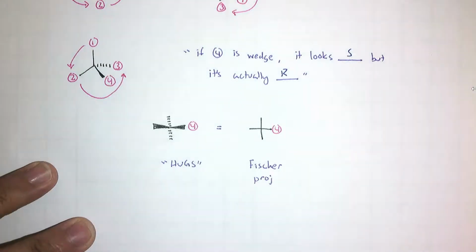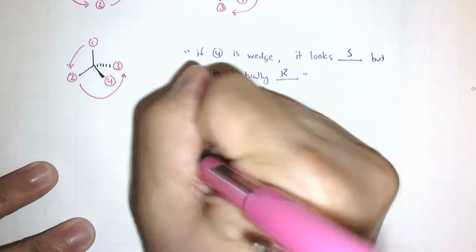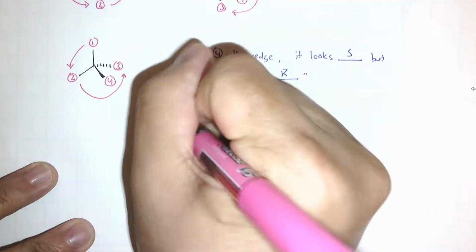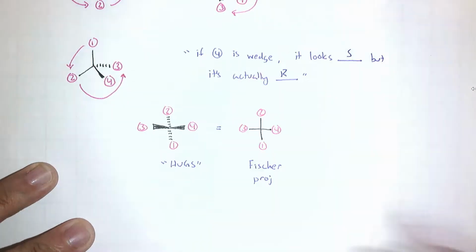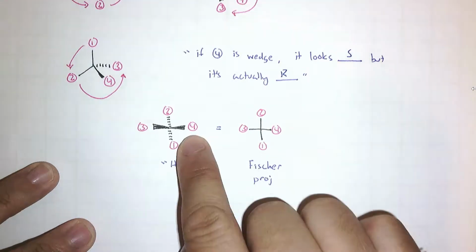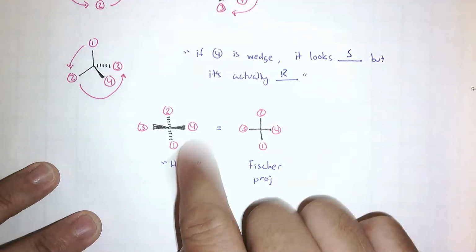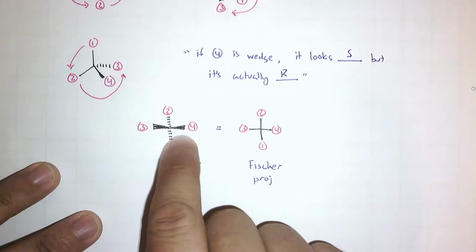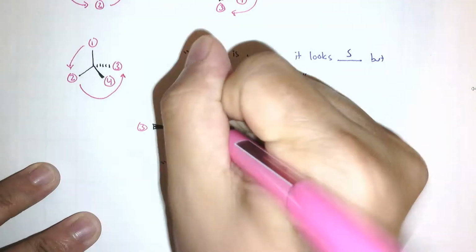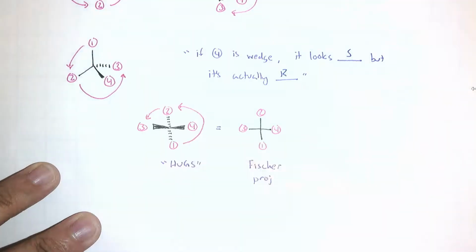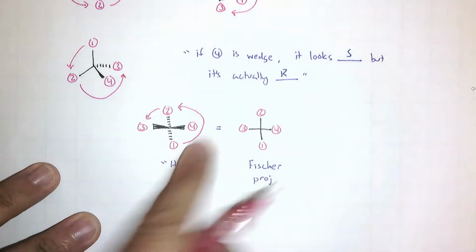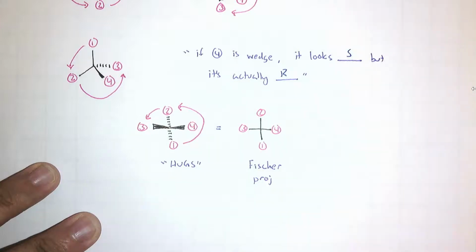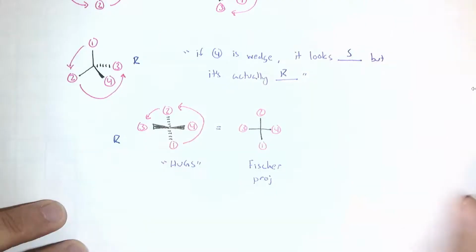Anyway, 1, 2, 3. Lowest priority is 4. Well, duh. Lowest priority is wedge, and it looks... What does it look like? It looks counterclockwise, S, but it's actually R. So this one's R also. This is R. Okay.